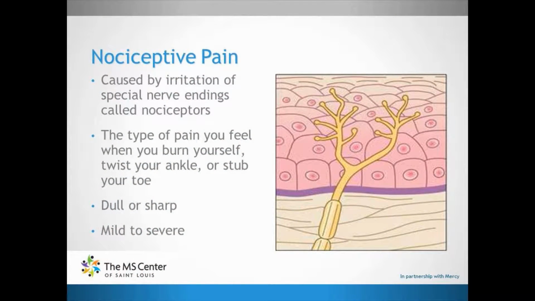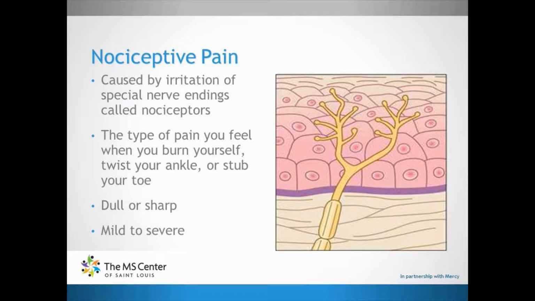On the other hand, nociceptive pain is more due to really a mechanical problem, in the sense that sensory fibers have endings at the end of them that look like sprouts. You can see the picture up there. And if you bump your toe or stub your finger or slam it in your drawer like I did this morning at home, then you irritate those nerve endings, and those nerve endings are called nociceptors. And that's why this is called nociceptive pain. So it's the type of pain you feel when you burn yourself, twist your ankle, stub your toe. It can be dull, it can be sharp, it has a large range. It can be mild and it can be severe.